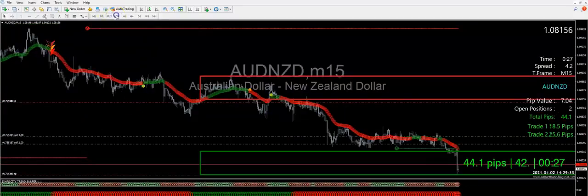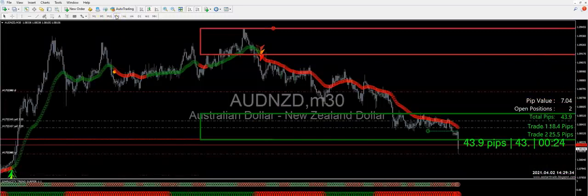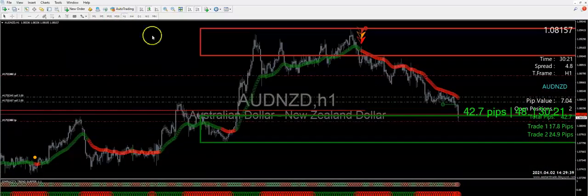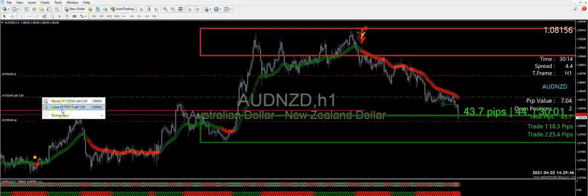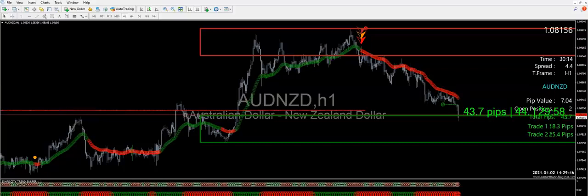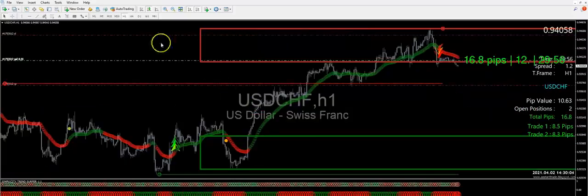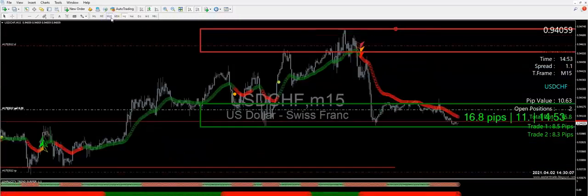Okay, here we go, you guys. I told you. So this is AUD NZD, and so you can see 43 pips. I'm going to actually close these trades right here. So let's go ahead and close these out. NFP is coming. And then let's look at USD Swiss. And as you can see, I'm up about 17 pips on that one. So not bad at all.